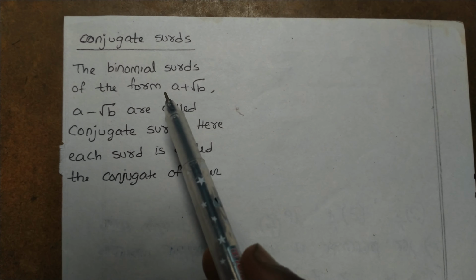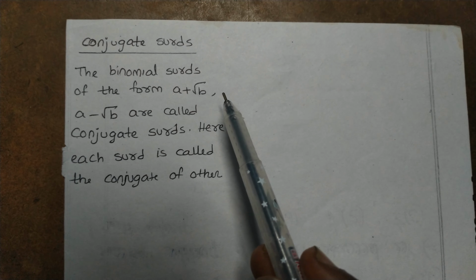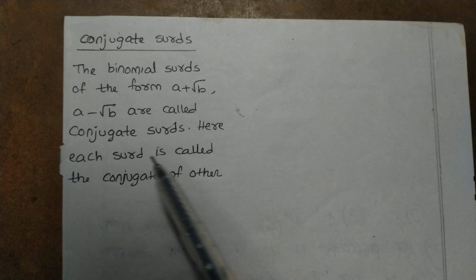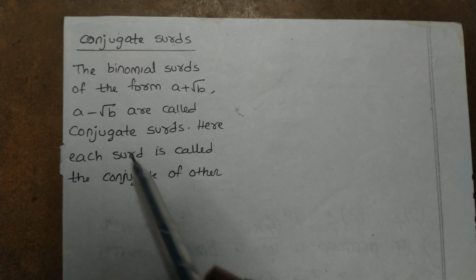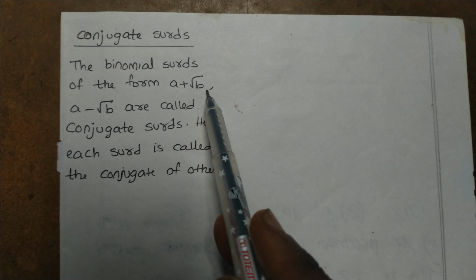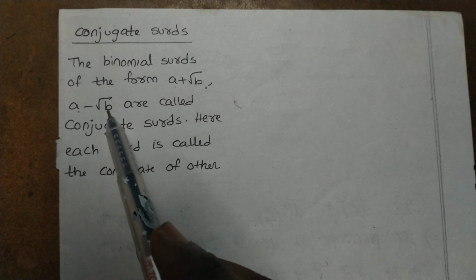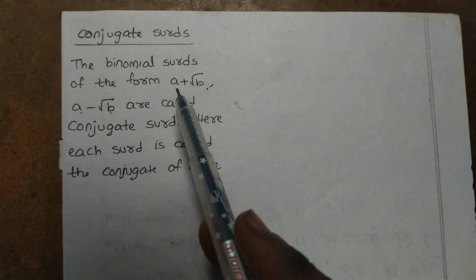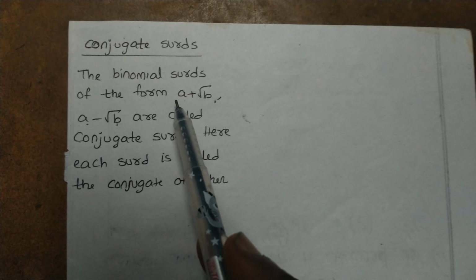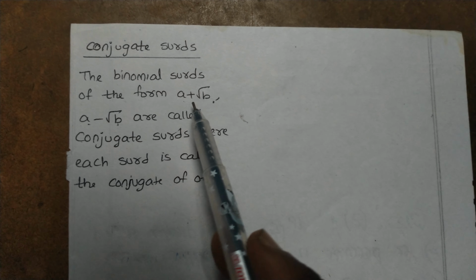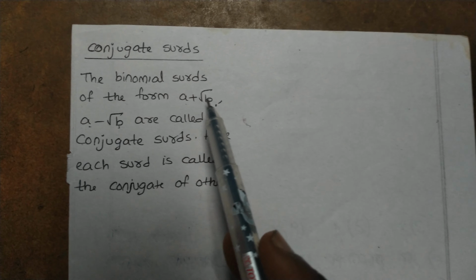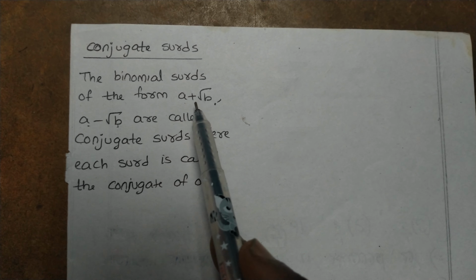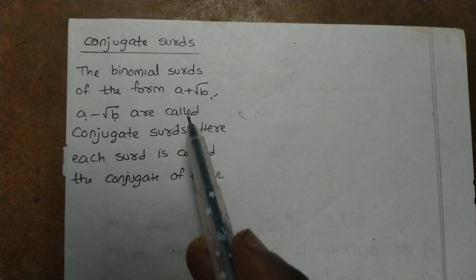The binomial surds of the form a plus root b or a minus root b are called conjugate surds. Here each surd is the conjugate of the other. That means a plus root b is the conjugate of a minus root b. Similarly, a minus root b is the conjugate of a plus root b. Clear? Binomial means a combination of two monomial surds. So a plus root b is a binomial surd, and whenever you have it in this form, these are called conjugate surds.